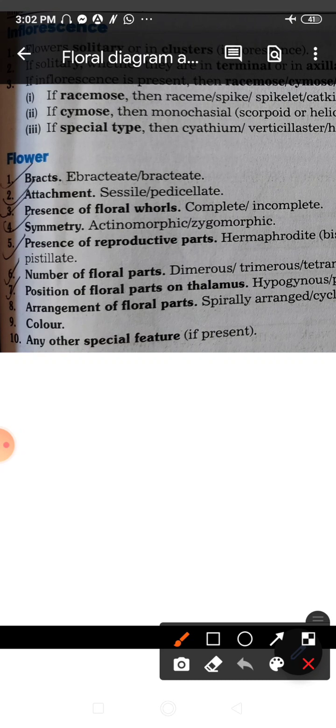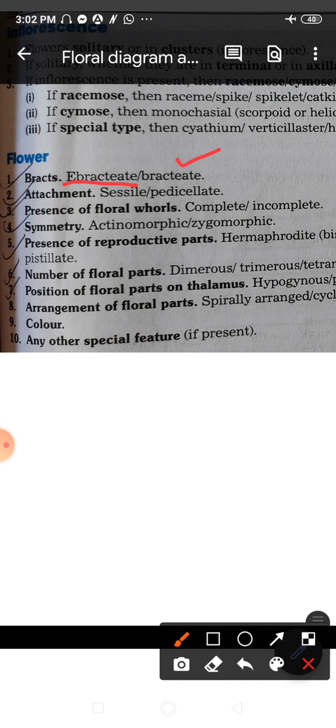So if the bracts are present, then they are called bracteate. If the bract is absent, then they are known as ebracteate, right? And then there is a method of representing which we will do just now. Let us first understand this.